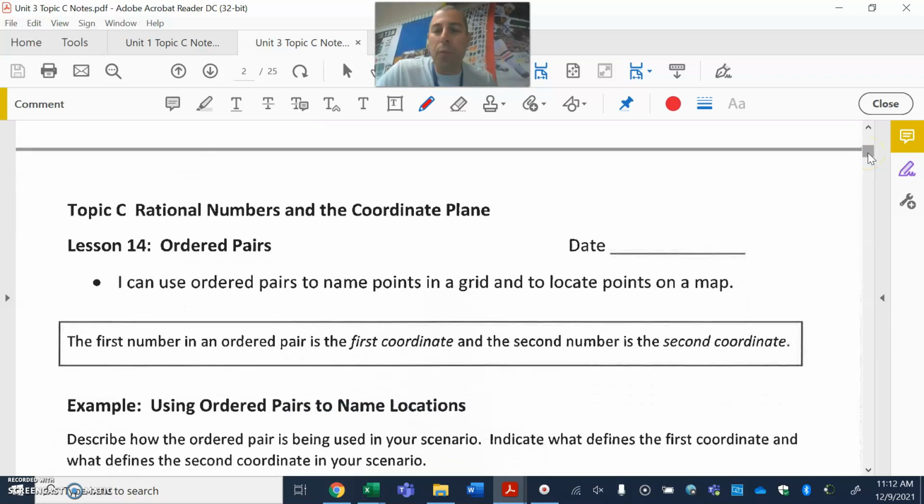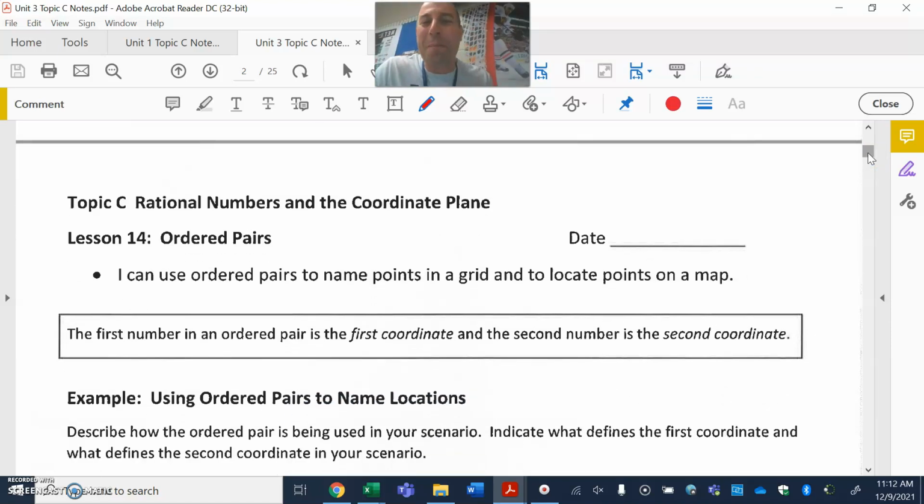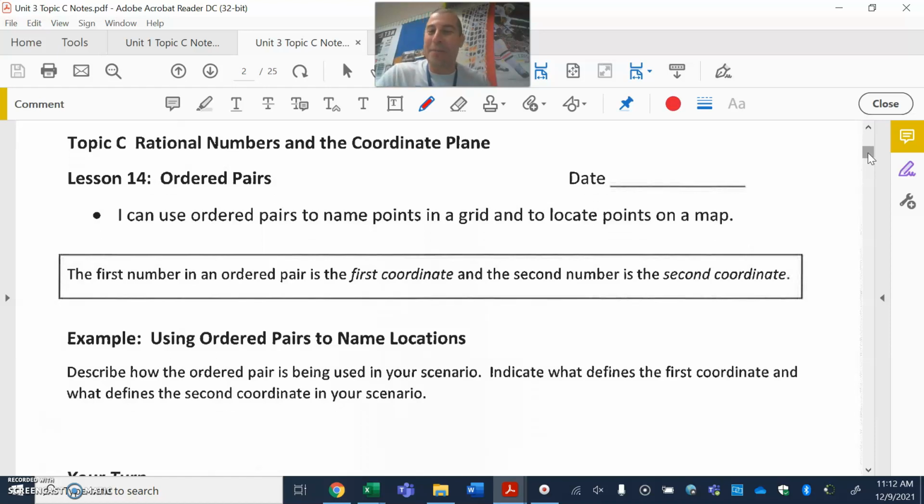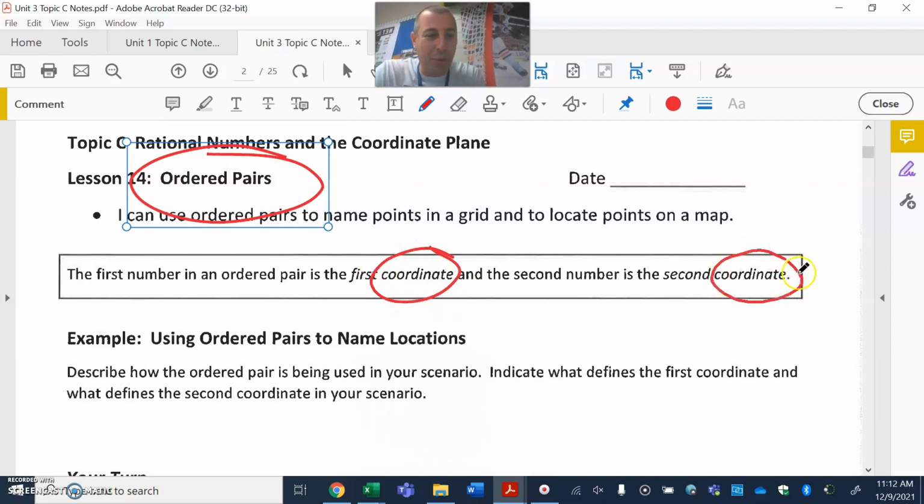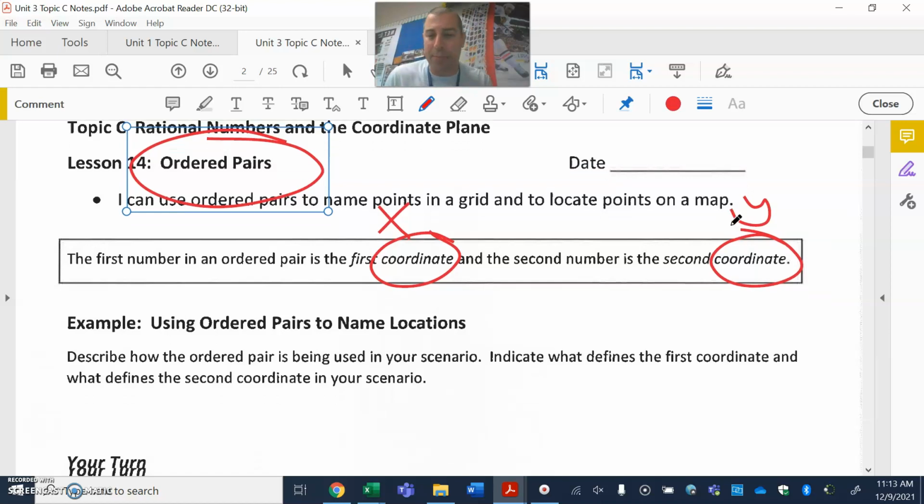All right, we're using what's called ordered pairs to graph. So that's a word that we want to be aware of. Ordered pairs have two coordinates. So that's another word that we want to be aware of. The first number in an ordered pair is the first coordinate. We also want it to be known that it is the x coordinate. The second coordinate, or the second number, is the y coordinate. So again, we want to make sure that we've got those vocabulary words down.